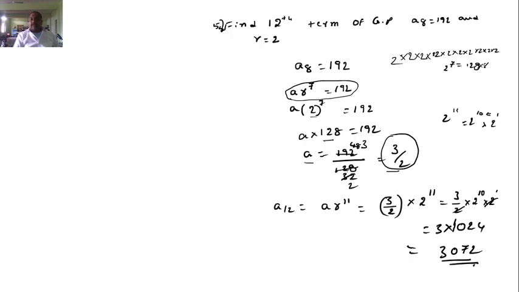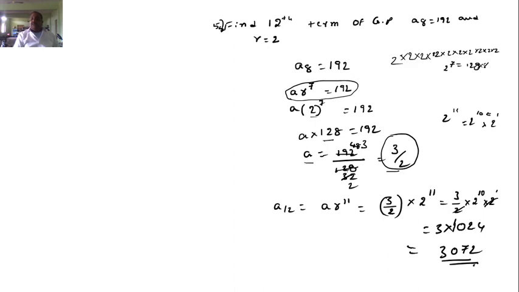We know the value of a and r. r is already given in the question. a12 is equal to a r power 11. a means 3 by 2, into 2 to the power of 11. 3 by 2 into 2 to the power of 11 means 2 power 10 into 2 power 1. Suppose 2 to the power of 12, that is 2 to the power of 11 into 2 to the power of 1. Suppose 2 power 13, that is 2 power 12 into 2 to the power of 1.